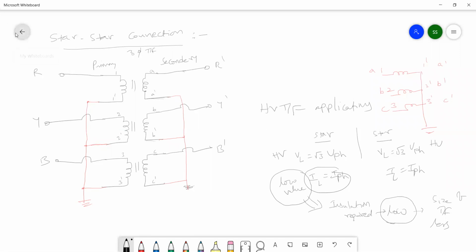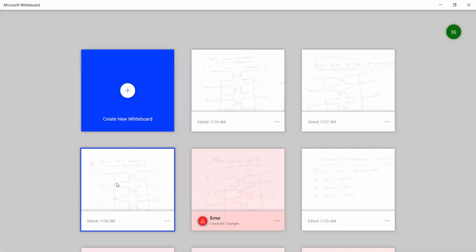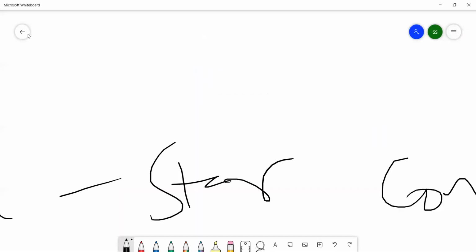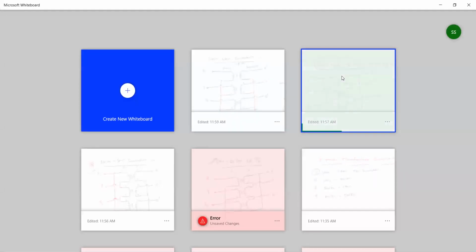Whereas in delta delta, what is the problem in delta delta? Where it is delta delta.